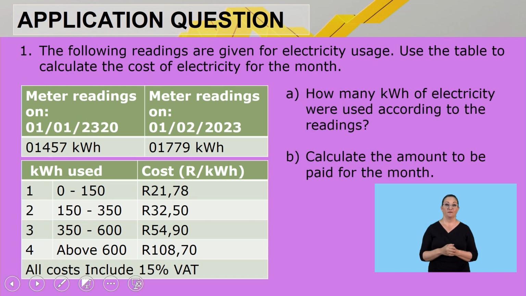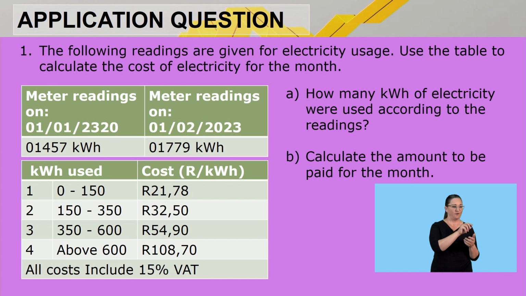Now, the questions. Question number A, it says, how many kilowatts of electricity were used according to the readings? So now where do we have the readings? We have the meter readings for this date, which is the 1st of January 2023, and the 1st of February 2023. So these are the given readings.